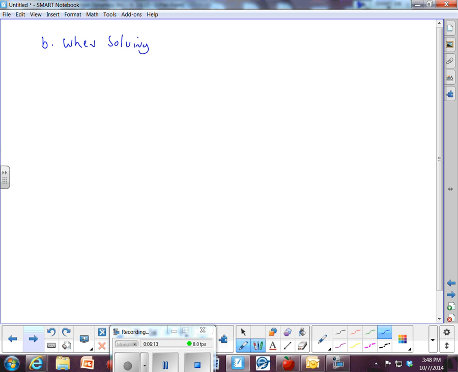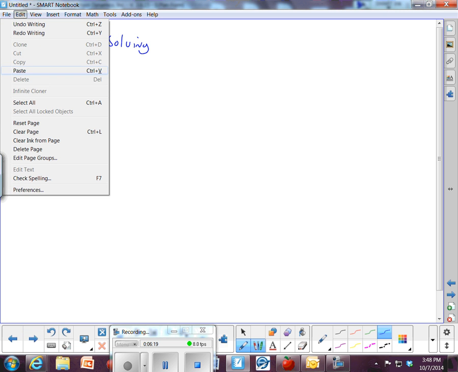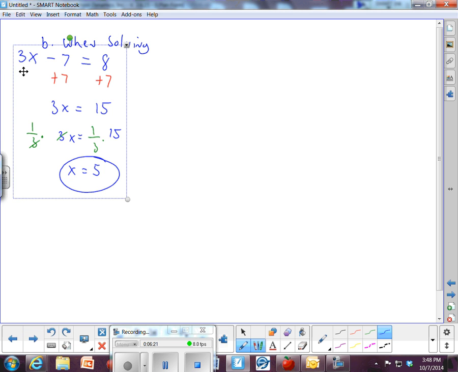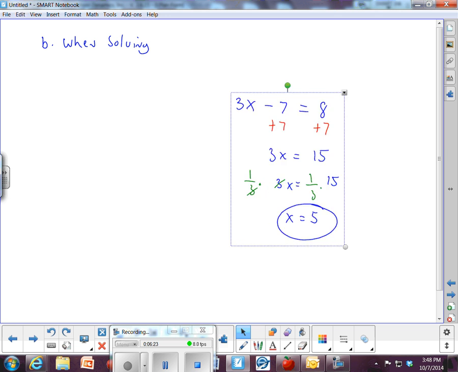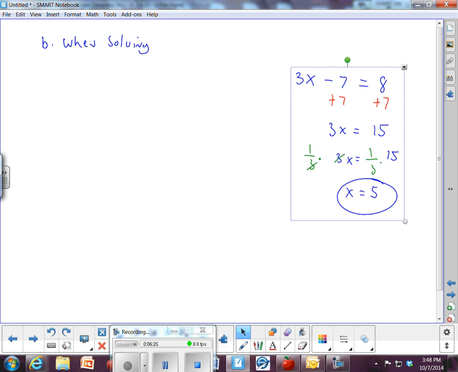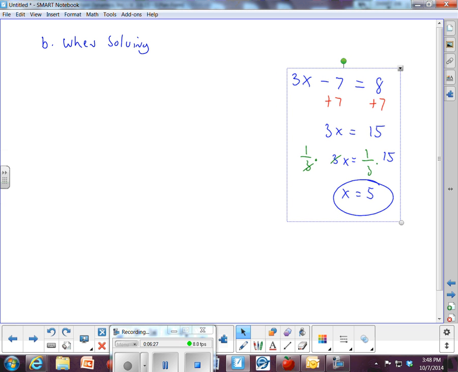When solving. All right, and I'm going to put an example up here. You don't need to copy this example. I just want you to see it as I'm going through so you have something to look at. Here's an example of an equation that is solved. I want you to notice a couple things.